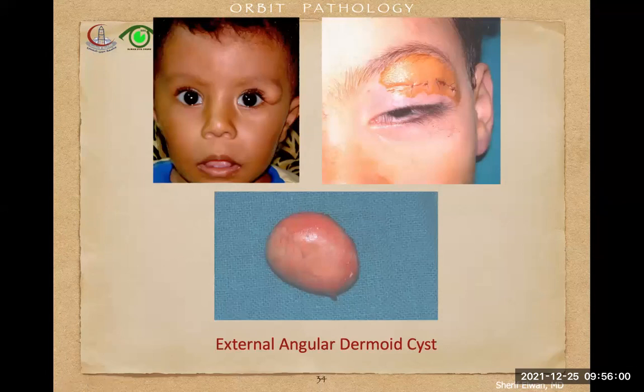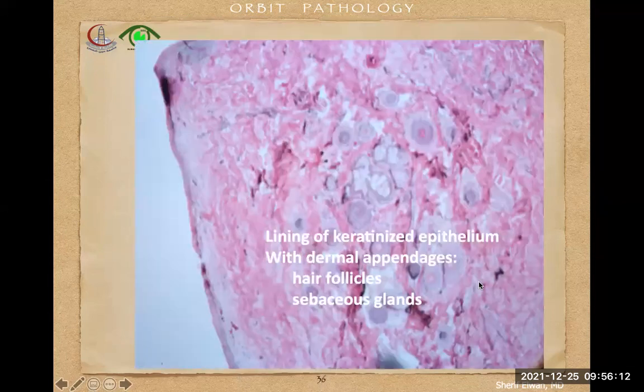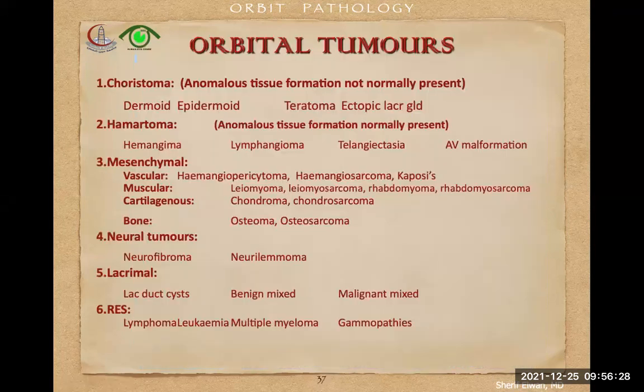Here is one at the lateral eyebrow, and here's after excision. As you can see, inside there are hairs and there are sebaceous glands. Another one, and under the microscope, this is a cut section in a hair, and this is a cut section in a sebaceous gland with lining, not covering, that is from the inside, lining of keratinized epithelium with dermal appendages, as we said.